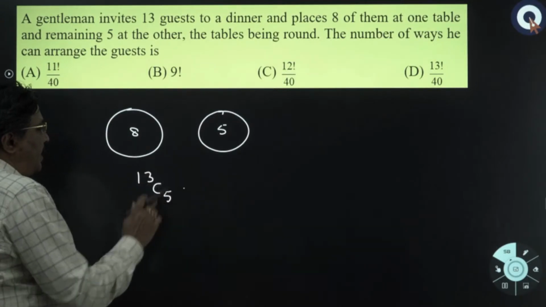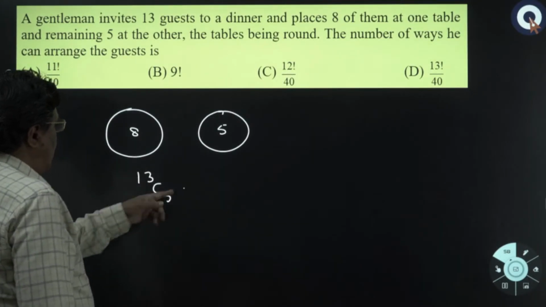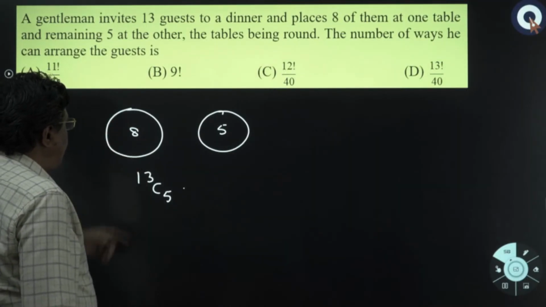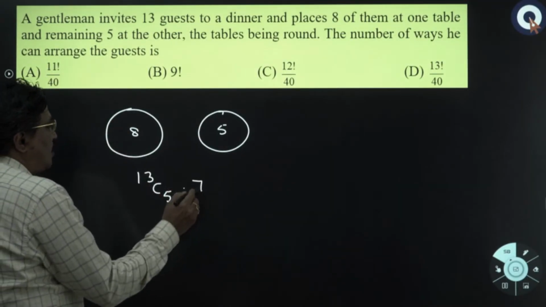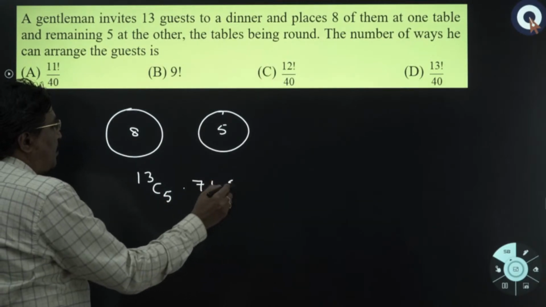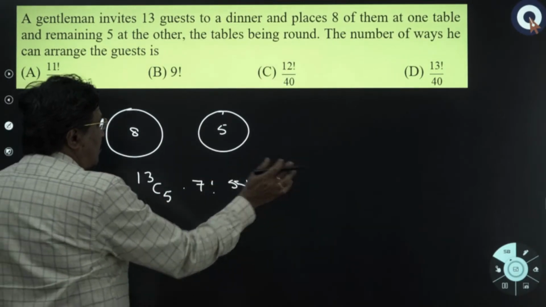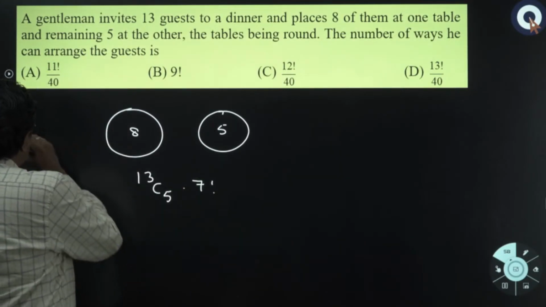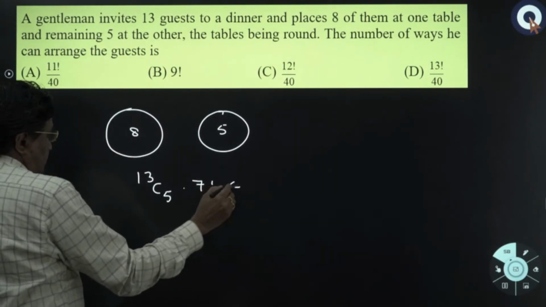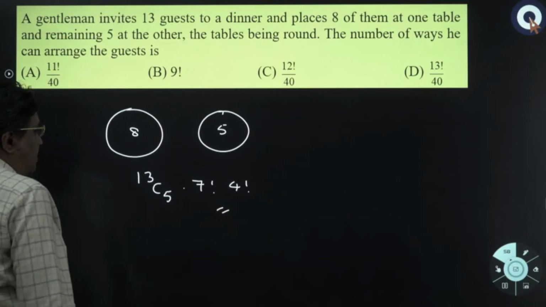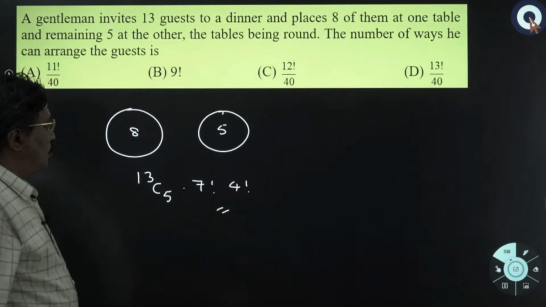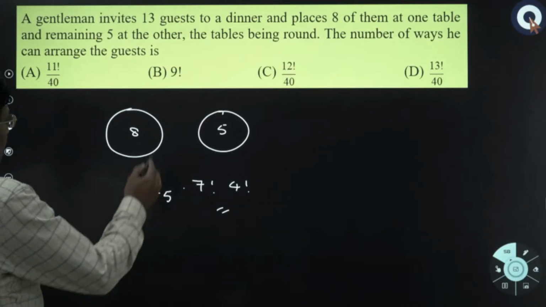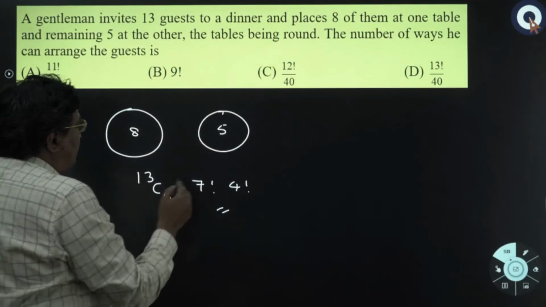When you say AND, it is into, the multiplication symbol, and these 8 people can be permuted around the circle in 7 factorial ways, and these 5 people can be permuted among themselves in 4 factorial ways. So the required number of ways is 13C5 into 7 factorial into 4 factorial. Right. So you can make some simplification and arrive at the answer.